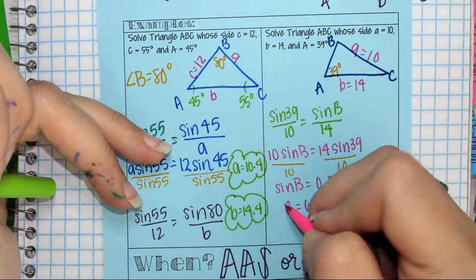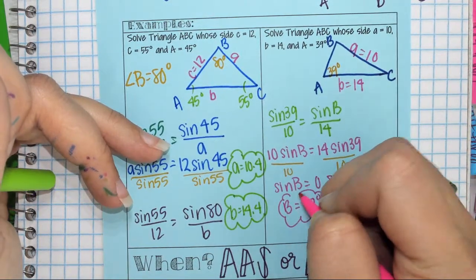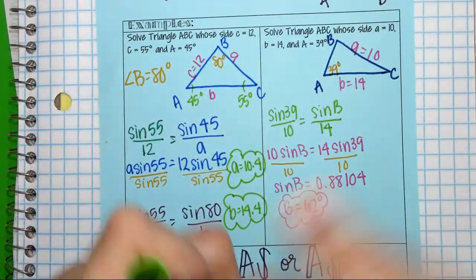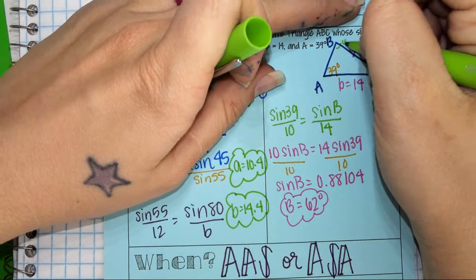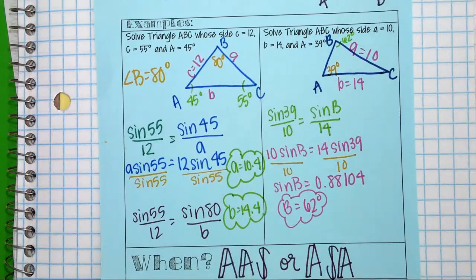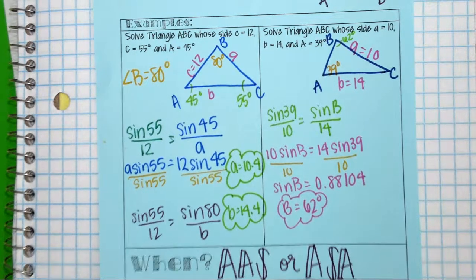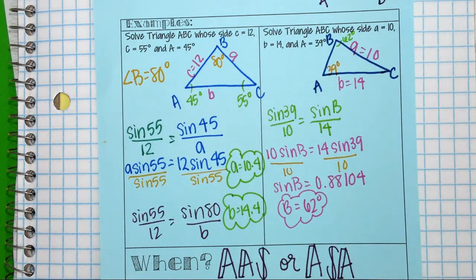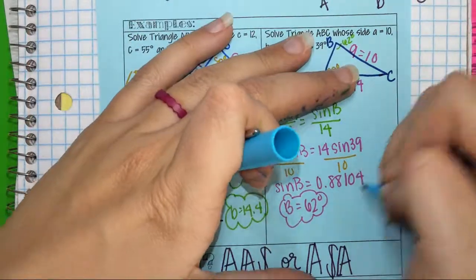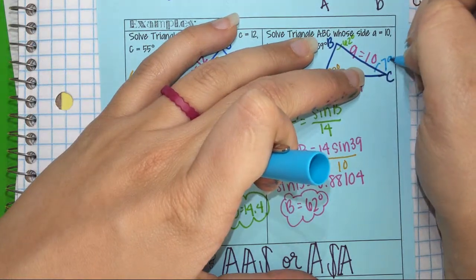All right, now if we know that angle B is 62 degrees, how can we find angle C? Add them and subtract from 180. So what is 62 plus 39? That is 101. And then 180 minus 101? 79. So angle C is 79 degrees.